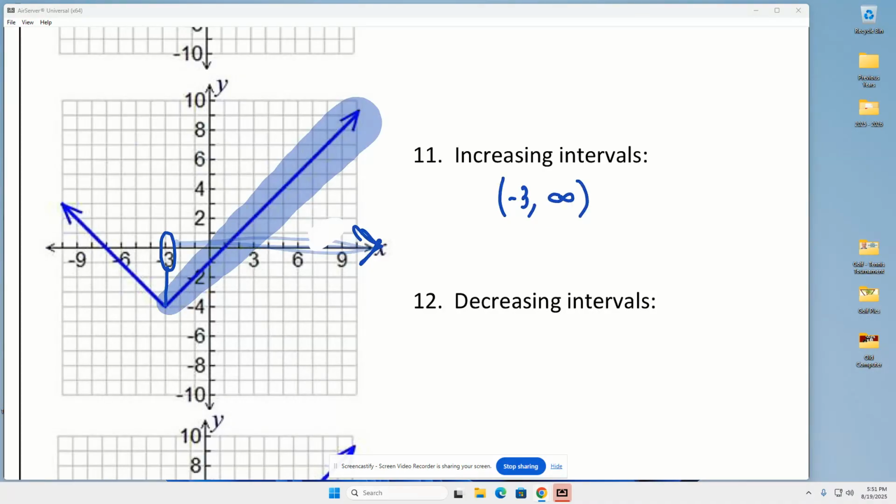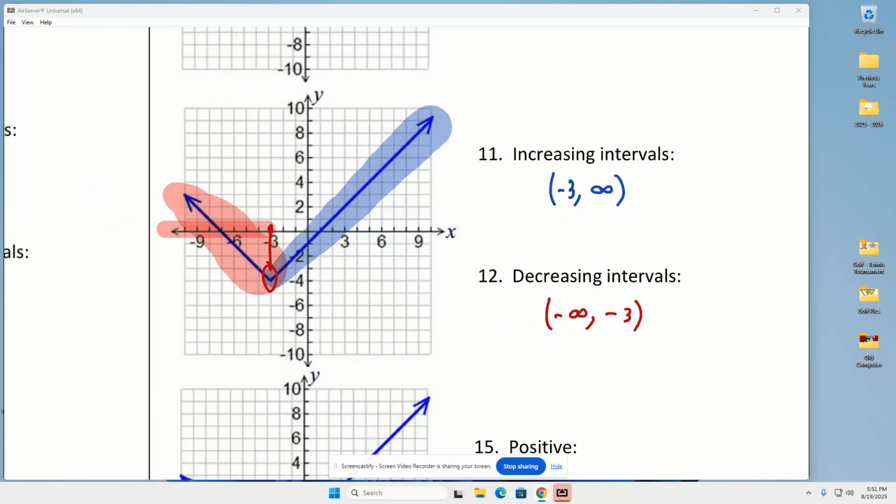Okay, let me erase that real quick because I got a little messy. Where's it decreasing? Well, it's definitely decreasing right here from left to right. So that was forever this way, all the way till this point right here. So that's from -infinity back to that same value of our minimum of x, -3. This is the place where it stops decreasing and starts increasing, -3. All right, so there's your increasing and decreasing.